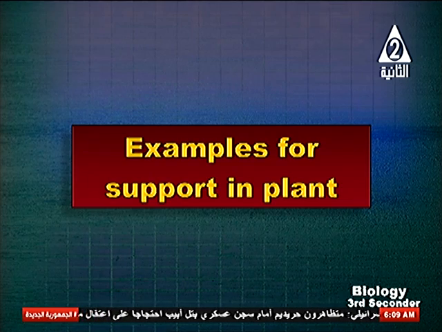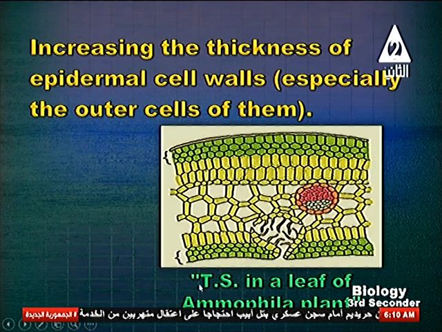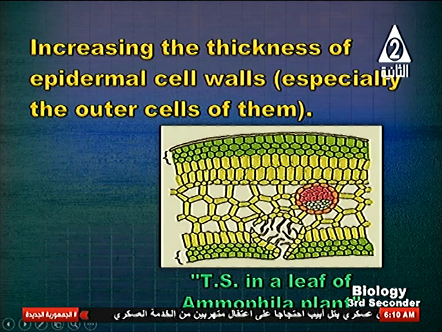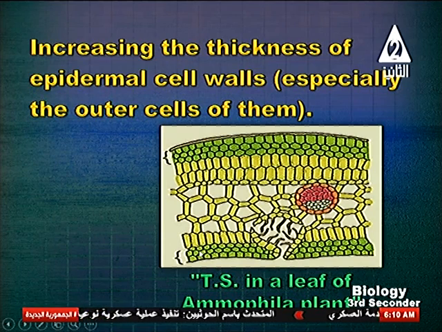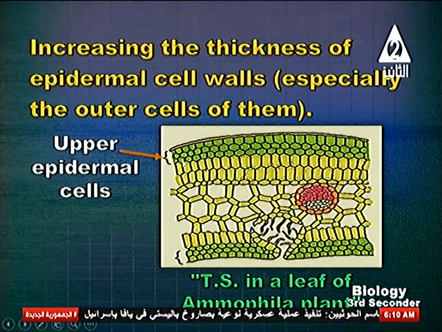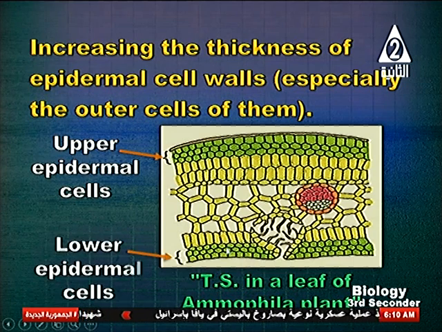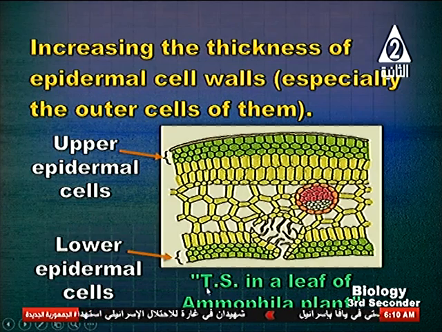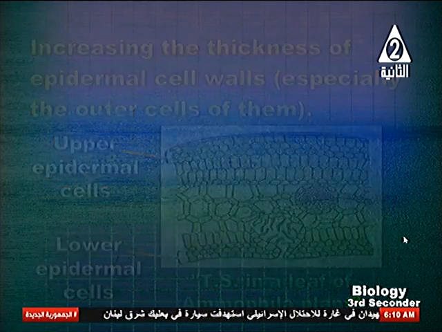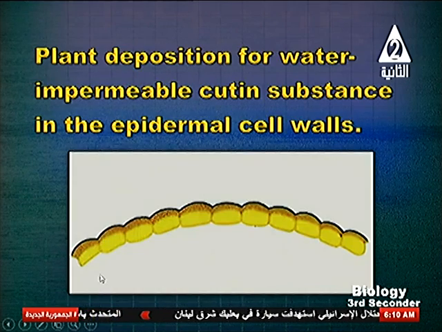Examples of support in plants. This is the transverse section in a leaf of Ammophila plant. As you see here, the thickness of the epidermal wall is increased. This one is the upper epidermal cells, and this one is the lower epidermal cells. Increasing the thickness of the upper and lower epidermal cells protects the inner part of the plant. This is one function of the support.